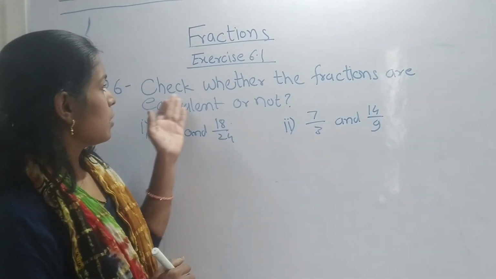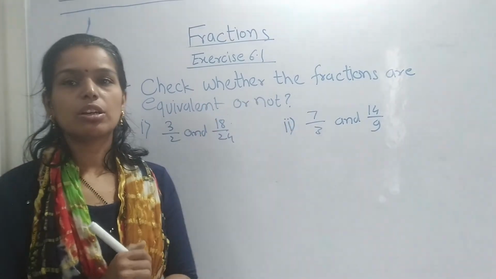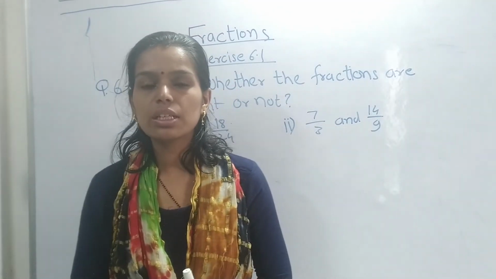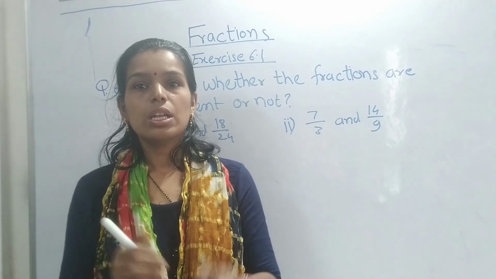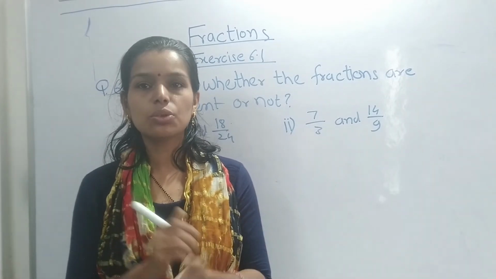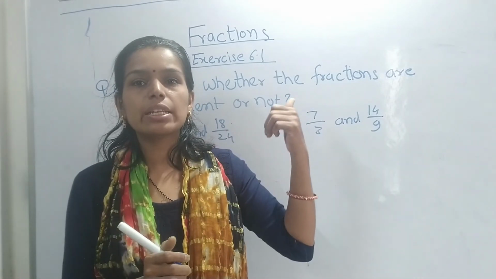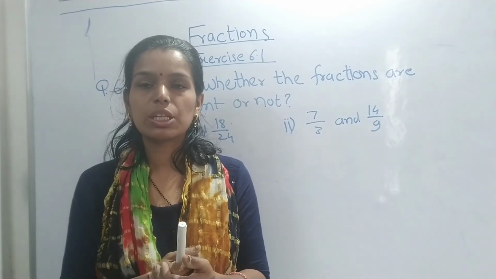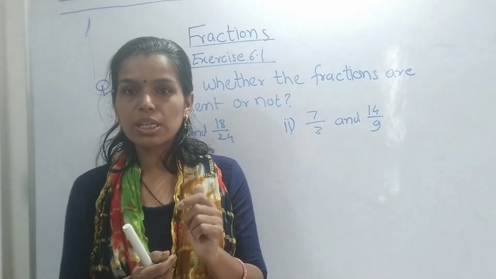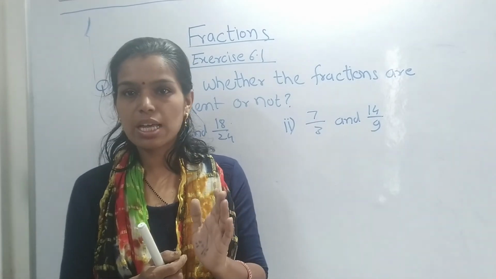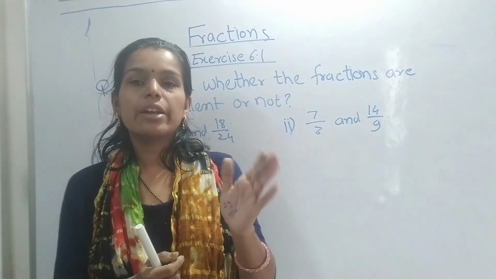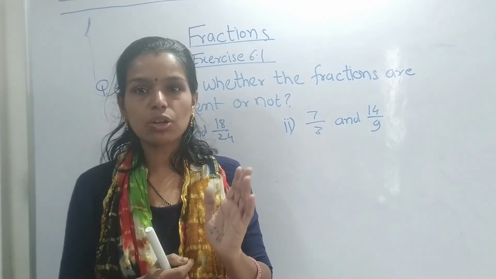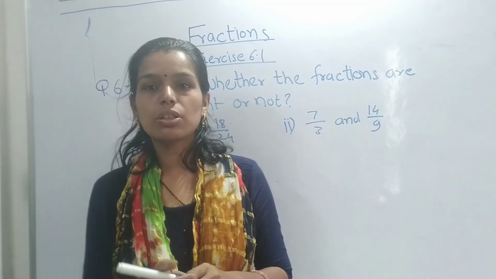Okay. Now here you have to check whether the fractions are equivalent or not. Earlier I have told you how to check whether the given fractions are equivalent or not. If two fractions are given to you, and you have to check they are equivalent or not, then you have to perform their cross multiplication. If the products of their cross multiplications are equal, then the fractions are equivalent. And if the products are not equal, then the fractions are not equivalent. Okay, so let's solve these questions.